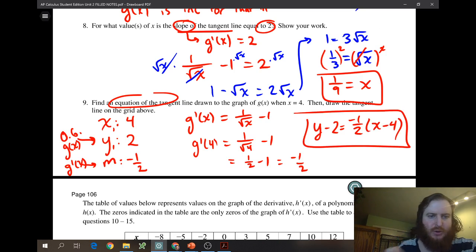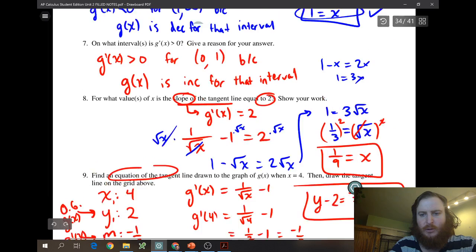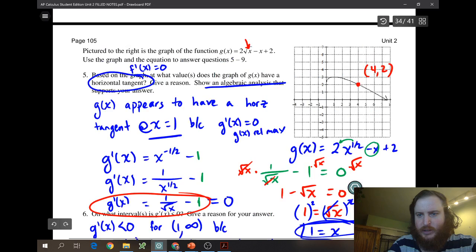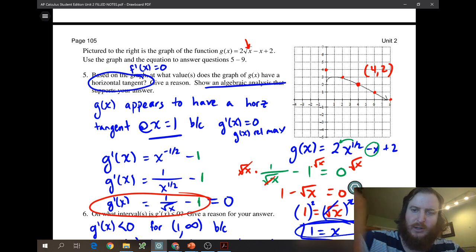Okay, and then it says, then draw the tangent line on the grid. So if we were going to draw that tangent line, we know that the point is at (4, 2), and the slope was down 1 over 2, so up 1, left 2, up 1, left 2. And you could take a ruler and connect those into a line.